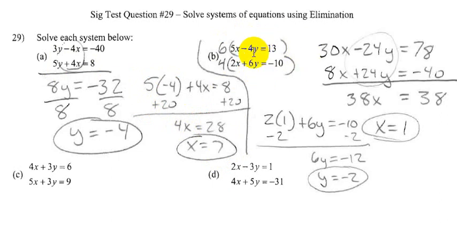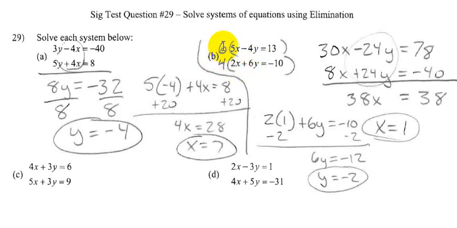This one's a lot more difficult. I still need to eliminate a variable. I chose to eliminate the y's. If I multiply by 6, this becomes a negative 24y. Multiply by 4, this becomes a 24y. Or I could have multiplied by 2 and negative 5, and that also would have eliminated the x's.